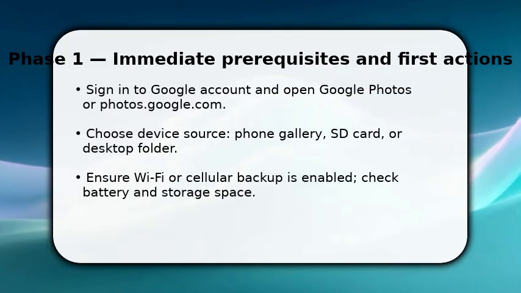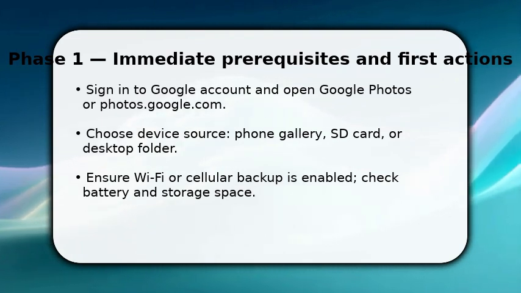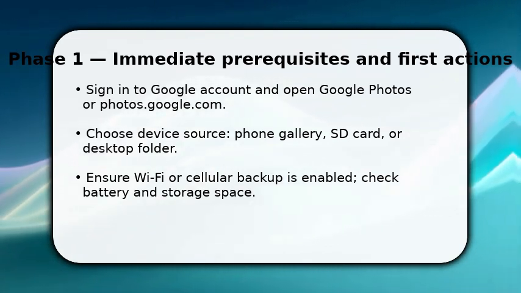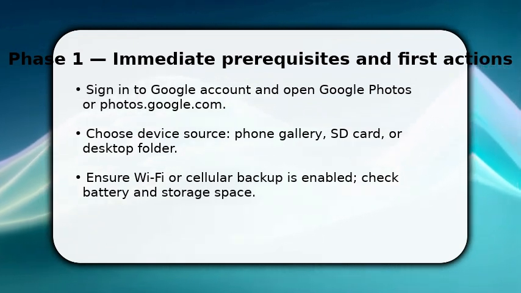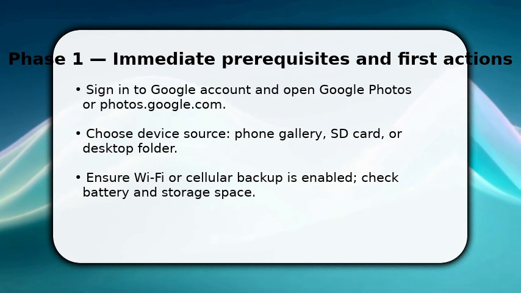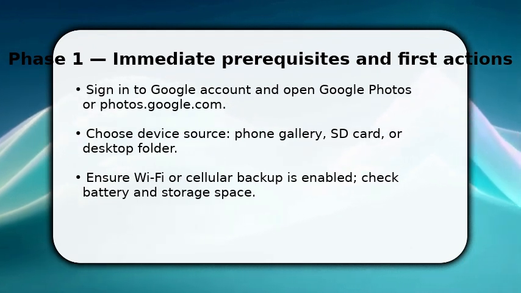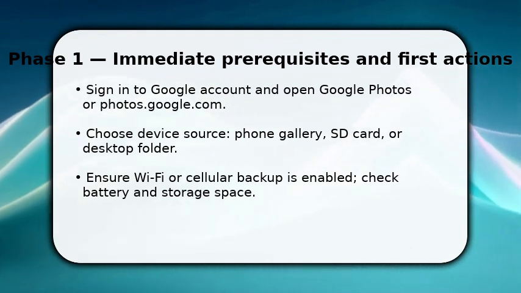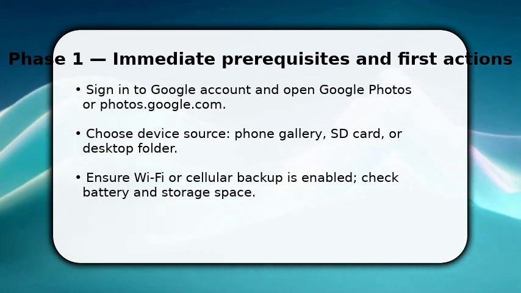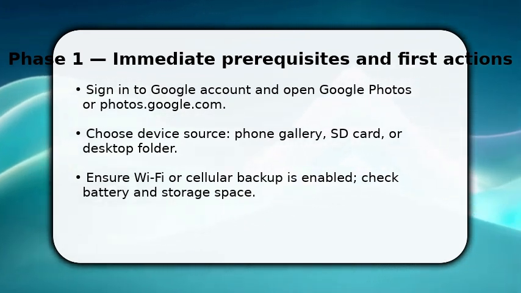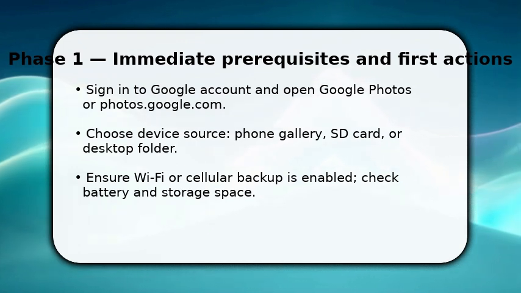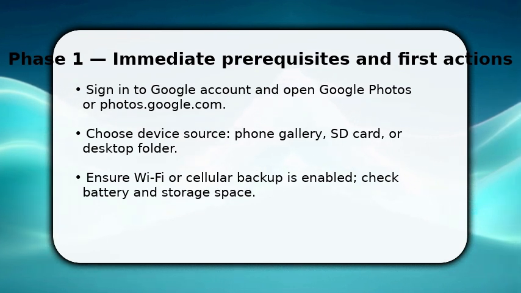You begin by signing into your Google account and opening Google Photos. This connects your gallery to the cloud. Once done, pick where the image is live: phone gallery, SD card, or a desktop folder, and make sure you have Wi-Fi or adequate cellular data. You should also verify available Google storage and battery level so uploads don't fail midway. These steps prevent interruptions and explain why starting with a stable connection and correct source saves time.